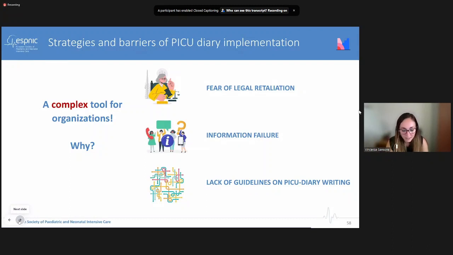So, at the heart of all that we have said just now, the fundamental element is the lack of standardized guidelines. No guidelines and shared guidelines validated by all staff that can guide the organization during the implementation time. And on the other hand, guidelines can support healthcare workers and family members in writing. Next slide, please.